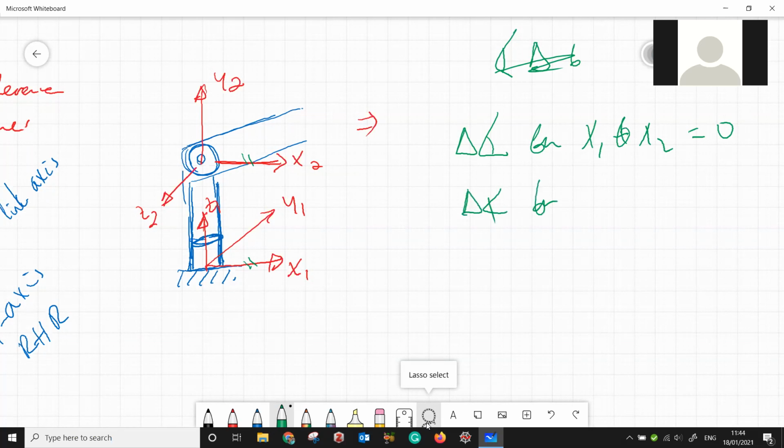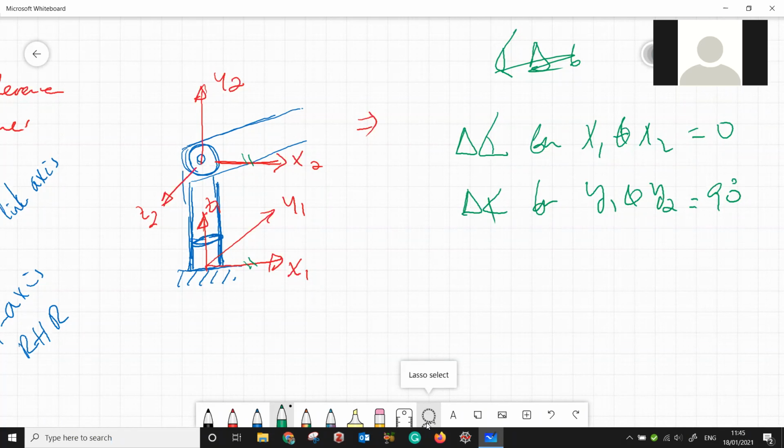The change of angle between y1 and y2 is how much? 90, definitely. 90 degrees. Positive or negative? Negative, maybe. Why do you say negative? Clockwise? It is an anti-clockwise rotation from y1 to y2. Oh, it's positive. It's positive because we are rotating about the x-axis, anti-clockwise rotation about x.